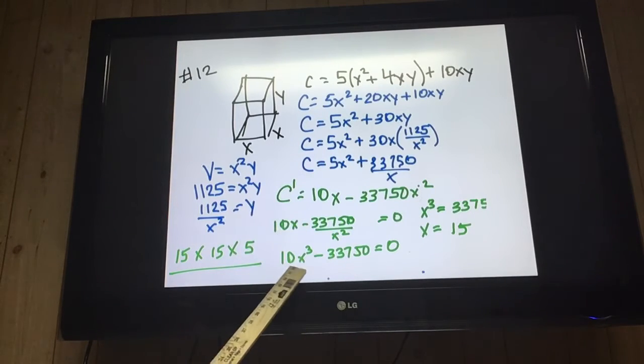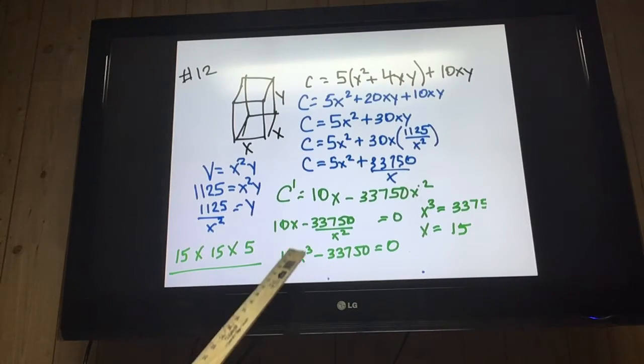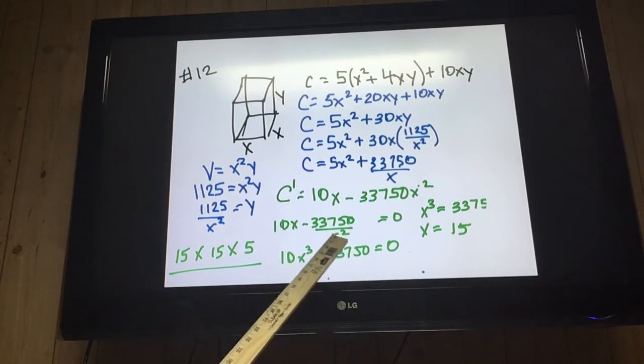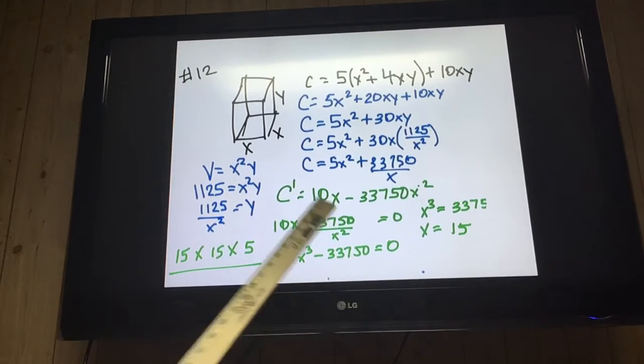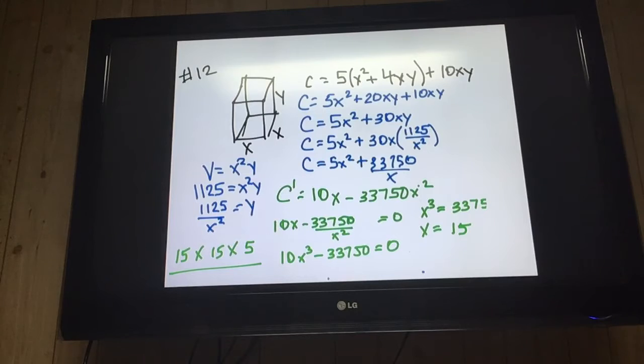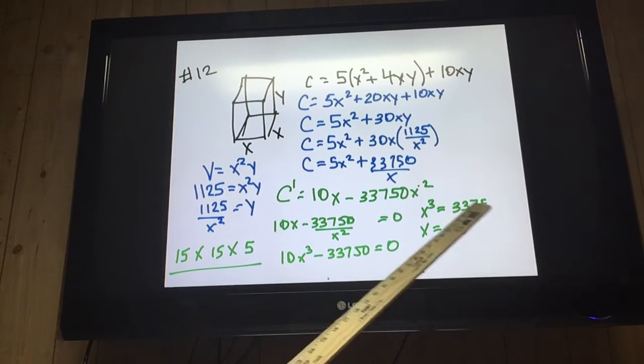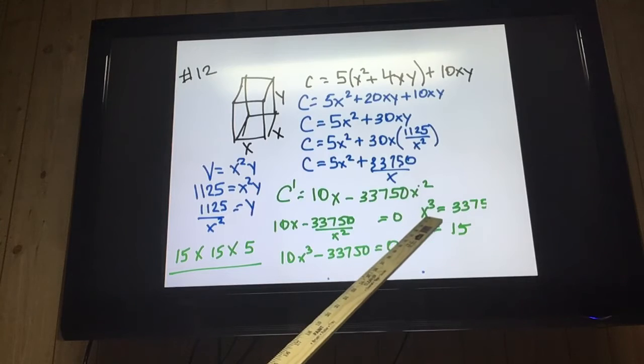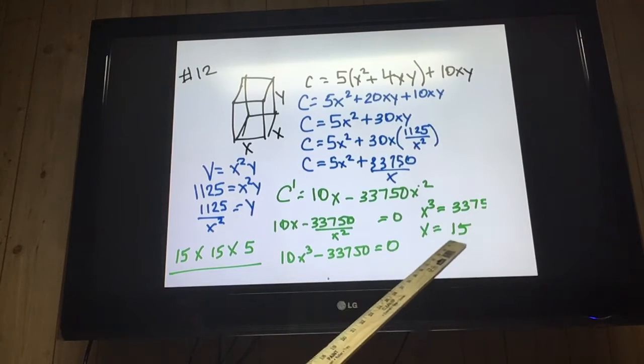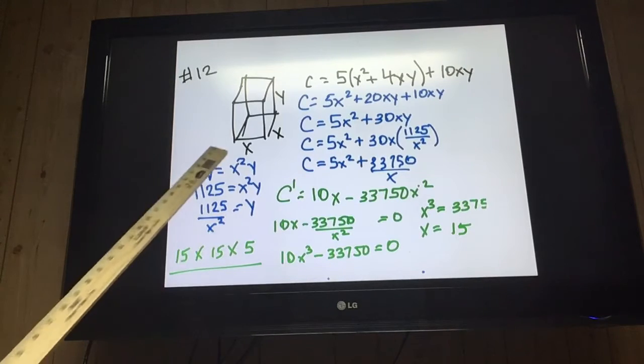So 10x times x squared is 10x cubed. And when I multiply this by x squared, the x squared disappears, so 33,750 equals 0. So now I'm going to solve for x. Take the 10 to the other side, 3375 equals x cubed. Take the cube root, and I find out the cube root is 15. So I know my x is 15.